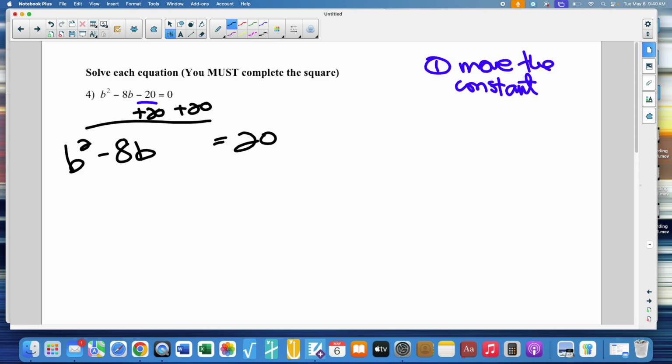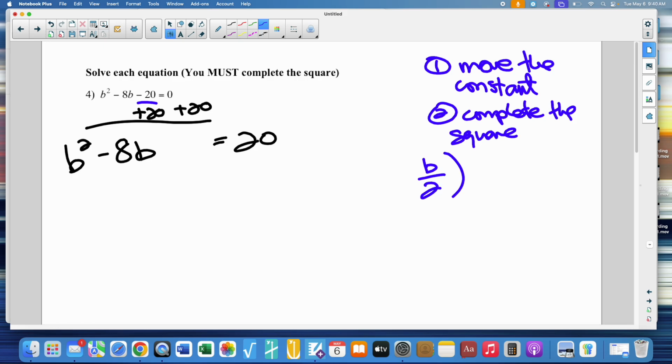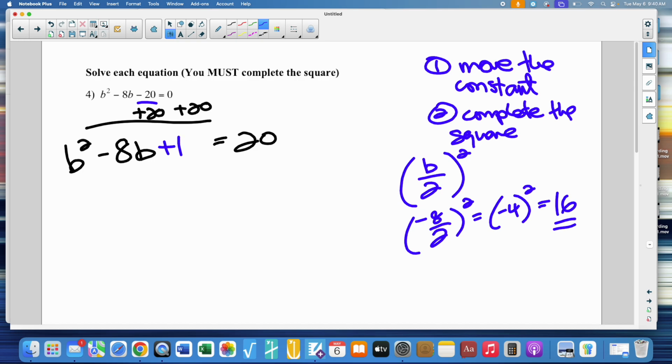Now, step 2 is going to be complete the square. And complete the square means that we're going to take half of our b value. We're going to take our b value, divide it by 2, and square it. So my b value is negative 8 in this case. We're going to take half of it and square. Well, half of negative 8 is negative 4. Squared is 16. So this value, if we place it here, would make a binomial square. That's the reason is we're creating a binomial square.